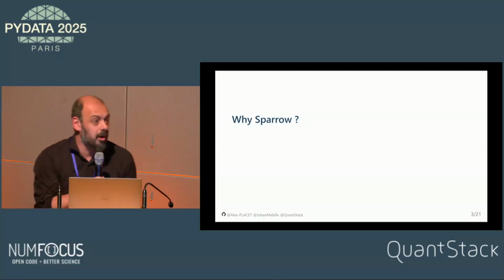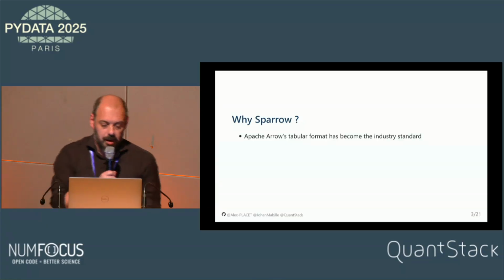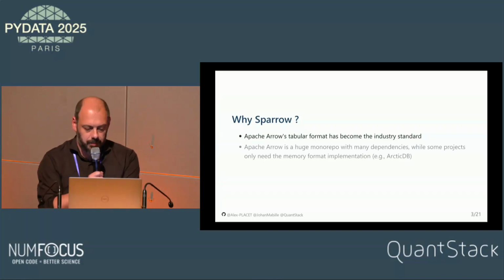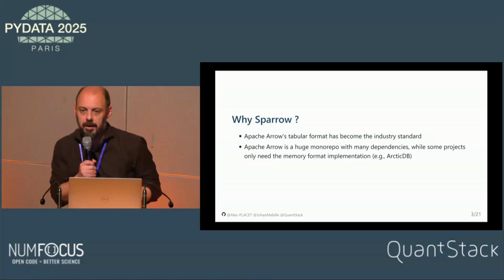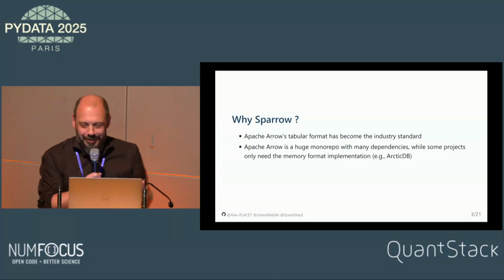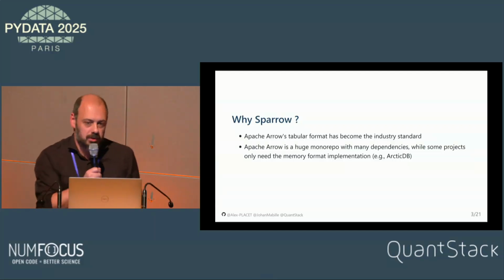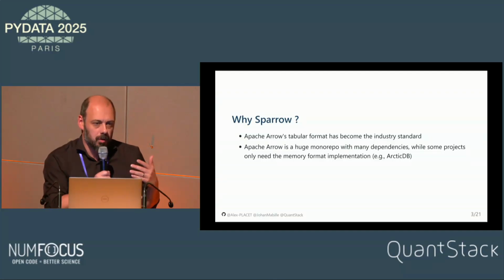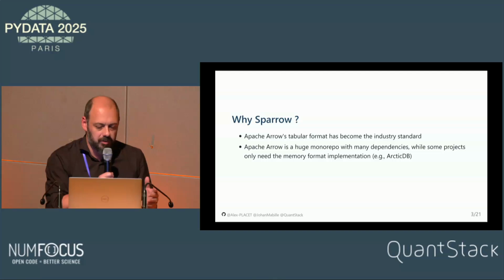So the first thing is, why did we develop Sparrow? Apache Arrow's tabular format has become a de facto standard. It is now widely adopted in the ecosystem, but it has some drawbacks. I don't want to create any polemics here. It's a huge monorepo with a lot of dependencies. And some projects want to only exchange data between different data frame libraries, so they may not want to trigger everything from Apache Arrow, like computation kernels, Arrow IPC, and things like that.